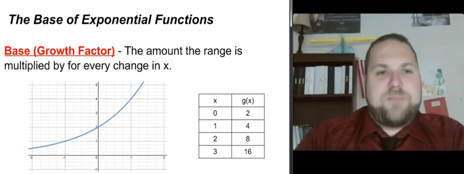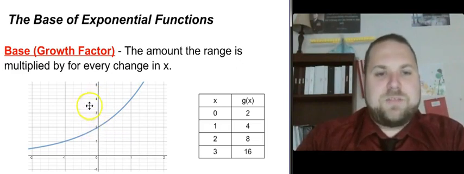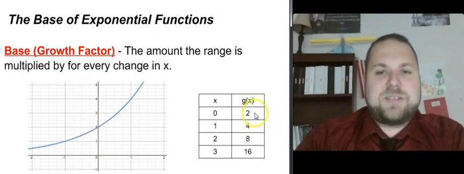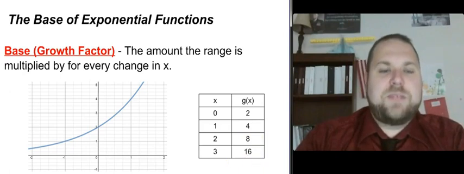And then finally we have our base, the growth factor. This is the amount that you're multiplying for every change in x. So if I look at this graph, this is tricky to find on the graph, but my y-intercept is 2. And if I go over one space, my y value is now 4. So to go from 2 to 4, I have to multiply by 2. Remember, this is exponential, so we're looking to multiply. So 2 times 2 would give me 4. So the growth factor here is 2. In the table, it's maybe even easier to see. I can just see that I'm multiplying each one of these numbers by 2 to find the next number. So my growth factor would be 2.